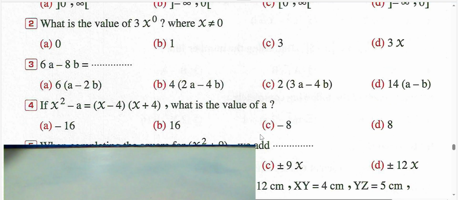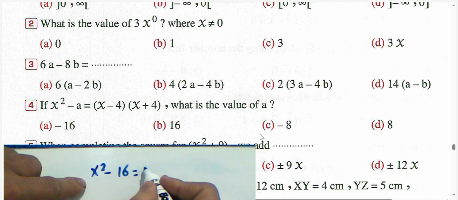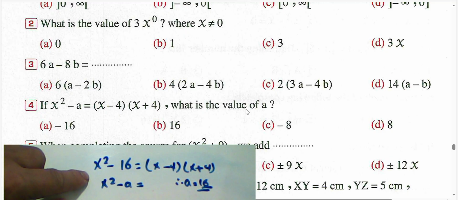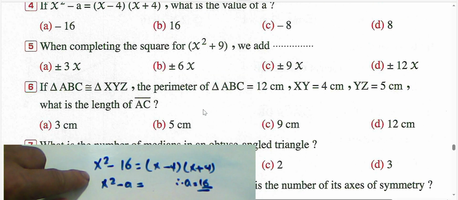Number 4. x power 2 subtract by a is equivalent to (x minus 4) times (x plus 4). We have the difference between two squares. Then we must write here 4 times 4 equals 16. x power 2 subtract by 16 equals (x minus 4) product by (x plus 4). Then x power 2 subtract by a is equivalent to x power 2 minus 16. Then the value of a equals 16. Choose letter B. Next question here, number 5.